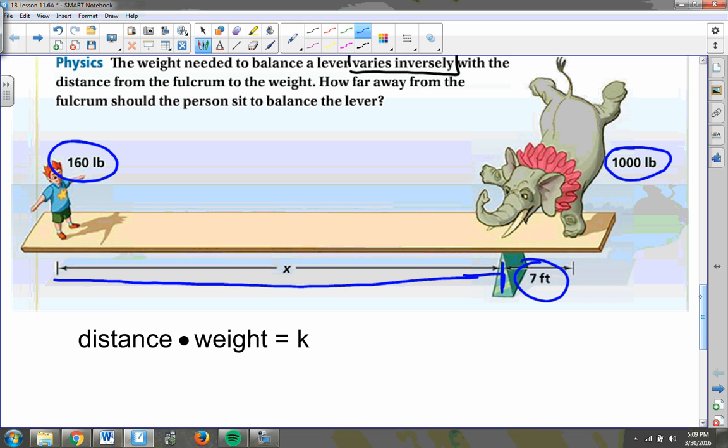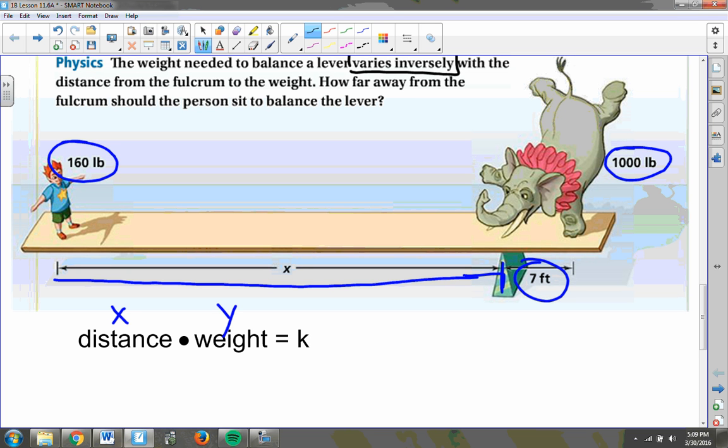So what that means is my distance is like my x, and my weight is like my y. X times y is equal to k. So distance times weight always needs to equal my k value. So I'm going to use the elephant to write an equation here, and then I will put in the information for the person and figure out what I need to.